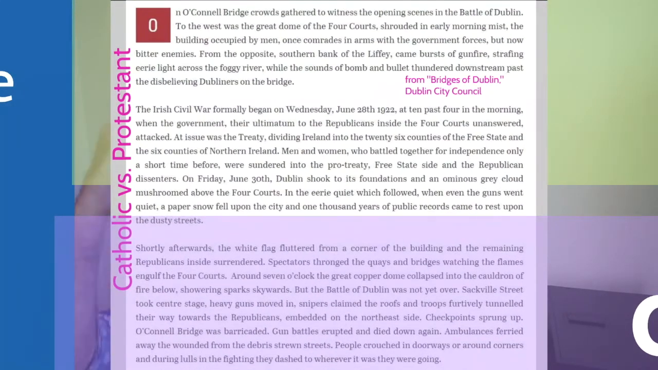I'm not going to read straight through this narrative of the troubles in Ireland and the beginning of the Irish Civil War in 1922, but you can pause this and read it in full if you wish, this is from the Dublin City Council website. The part I want to take a look at now is just what it looked like, right? On Friday, June 30th, Dublin shook to its foundations. This is 1922, and an ominous gray cloud mushroomed above the Four Courts. In the eerie quiet which followed, when even the guns went quiet, a paper snow fell upon the city, and 1,000 years of public records came to rest upon the dusty streets.